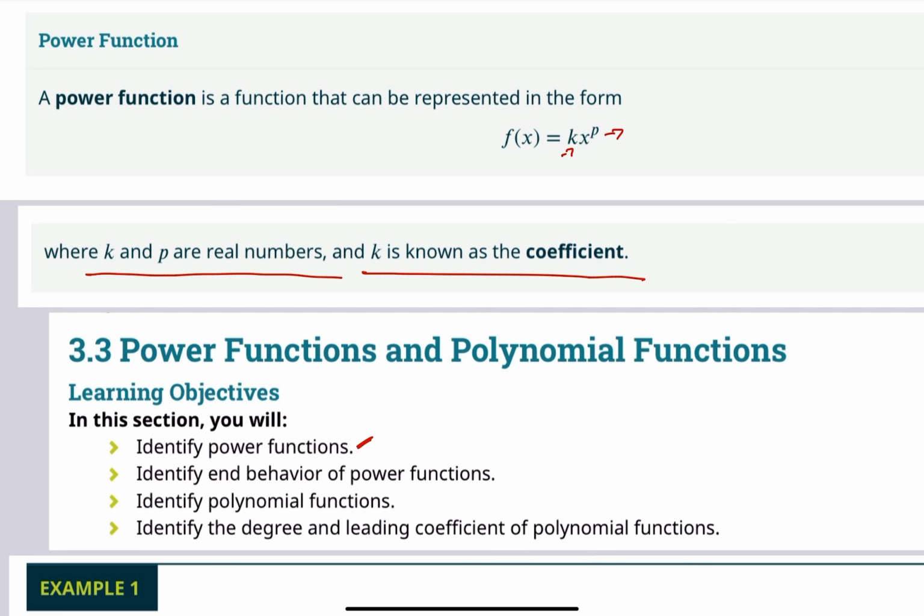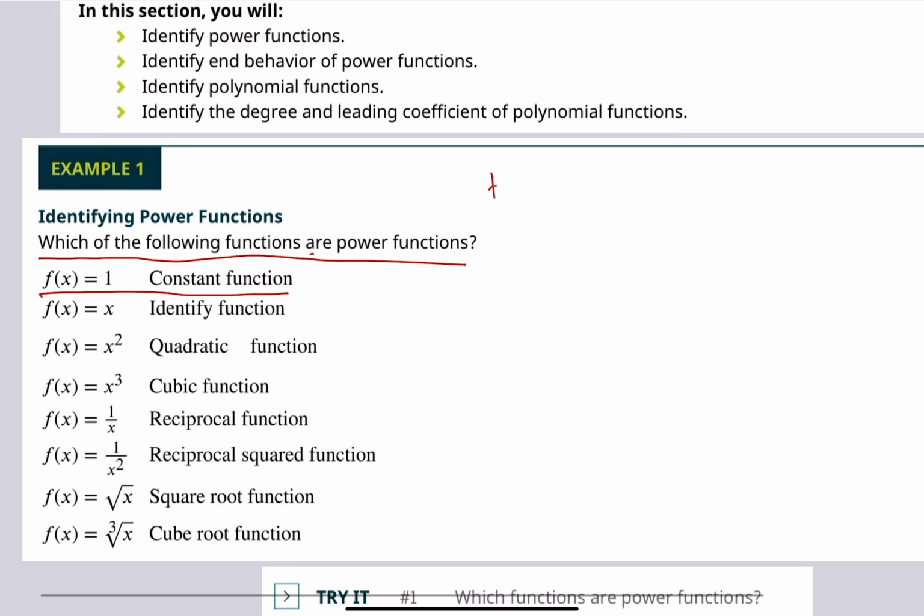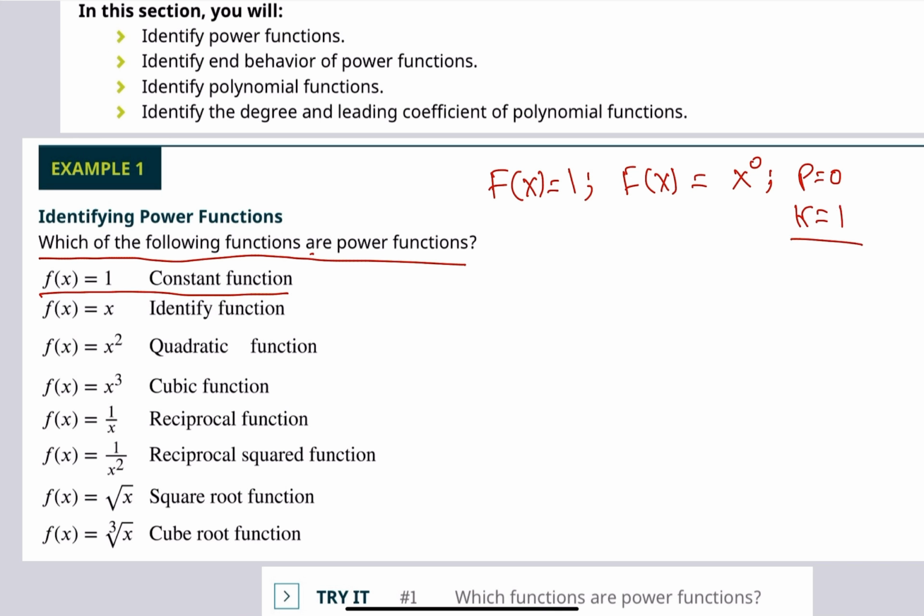Let's have a look at the following examples. Let's look at example number 1, and let's determine which of the following are power functions. Now, having a look at the first one, we have f of x equals 1, which is simply x raised to the power of 0. So p equals 0. And what is k? K equals 1, right? And this is definitely a power function since it's written in the form of k multiplied by x raised to the power of p.